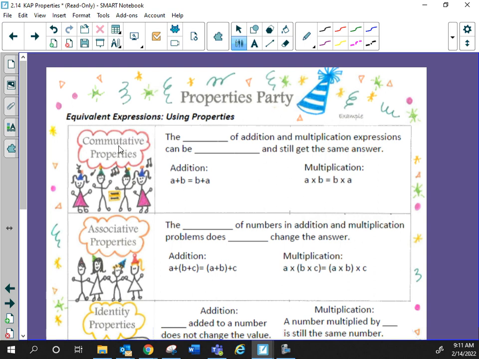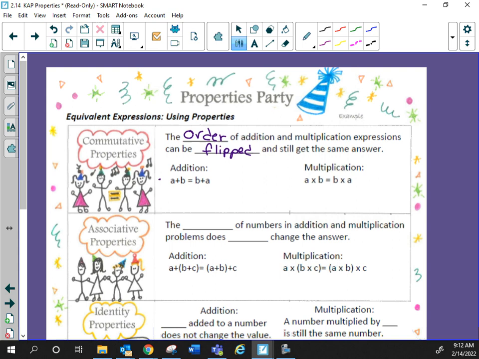So in the commutative property, we have an example right here. It says the blank of addition and multiplication expressions can be blank. What do y'all think? The order, very good. The order of addition and multiplication expressions can be flipped and still get the same answer. So we have an example with variables. We can do it with numbers as well.